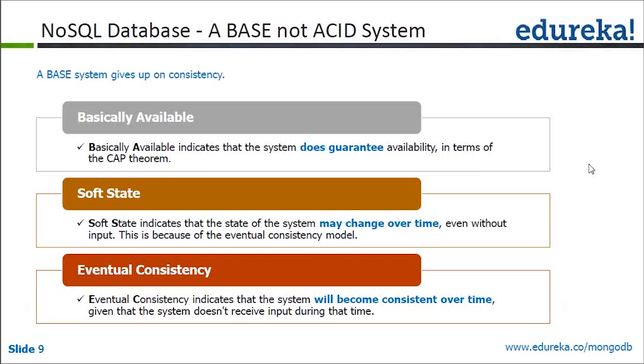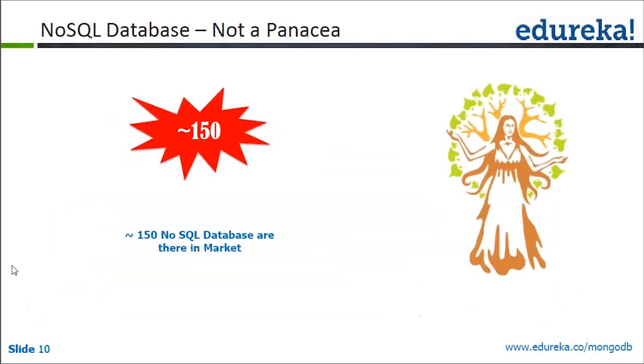Eventually it will be consistent. So maybe at the moment you are sending some data, it might so happen that all the nodes in the cluster might not be fully consistent, maybe not 100%, but eventually they will be consistent. Okay, that's what the BASE theorem means.